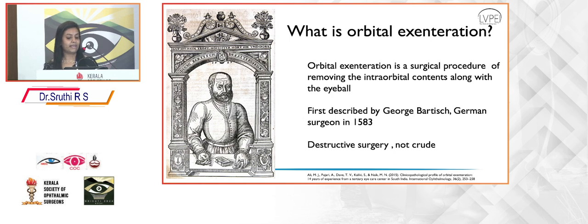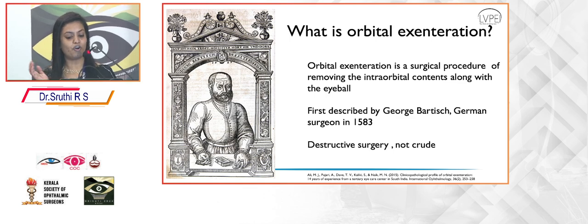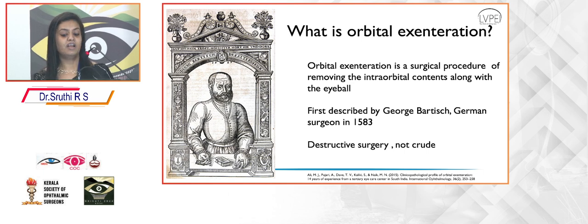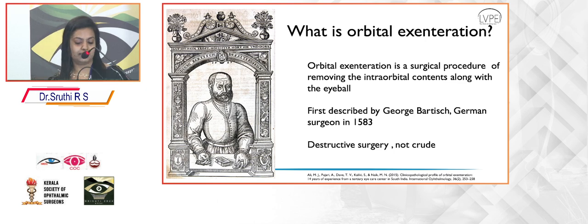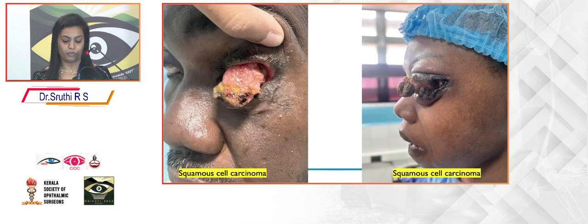So what do we mean by exenteration? Exenteration is a surgical procedure wherein you remove the intraorbital contents along with the eyeball. So you remove the muscles, the soft tissue, the periorbita and everything around the eyeball. It was first described by George Bartisch, a German surgeon, in the year 1583. Once upon a time, it was called a very destructive, crude and dirty procedure. Of course, it still remains a destructive procedure, but probably not as dirty or crude.